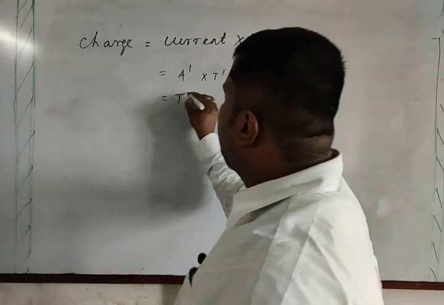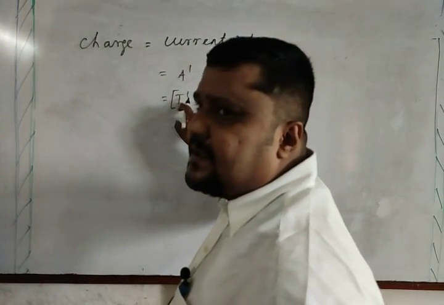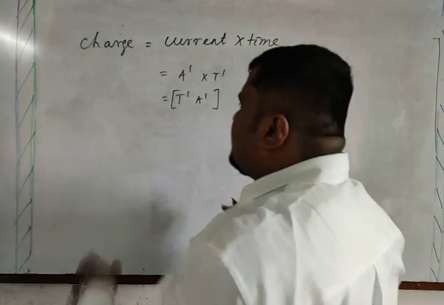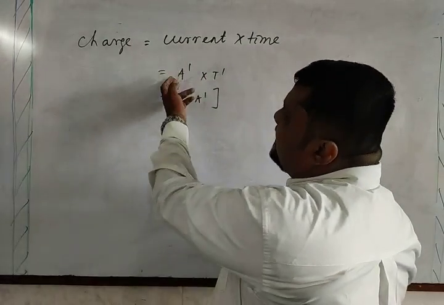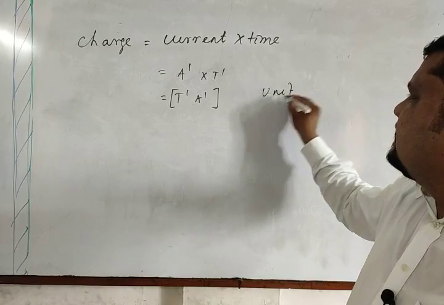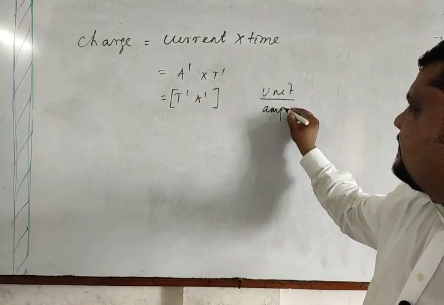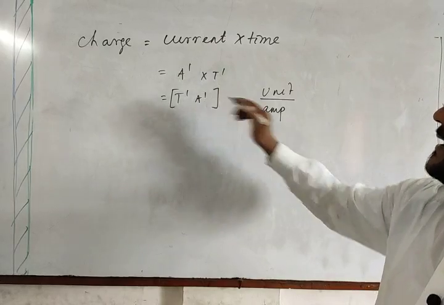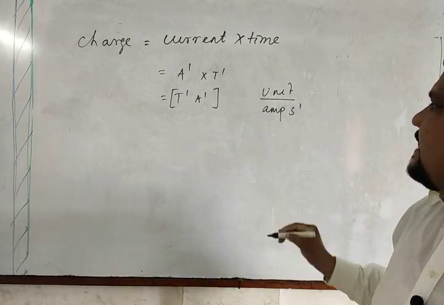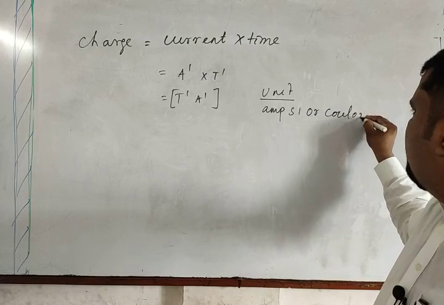So I can write this as T1 A1. The sequence is written like this, M L T A K. So that's why I have taken T1 A1, or you can write A1 T1, no problem. And its unit in SI, according to this, ampere is the current and time is the second. Ampere second, which is also called the coulomb.